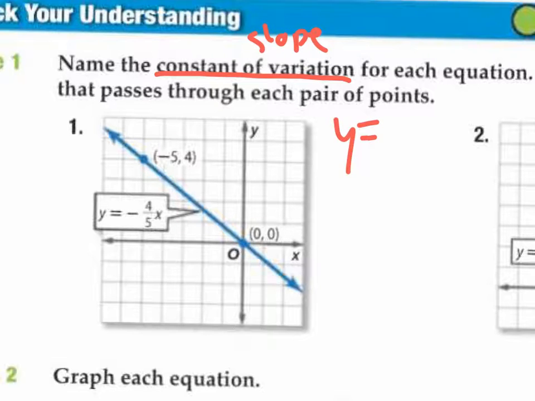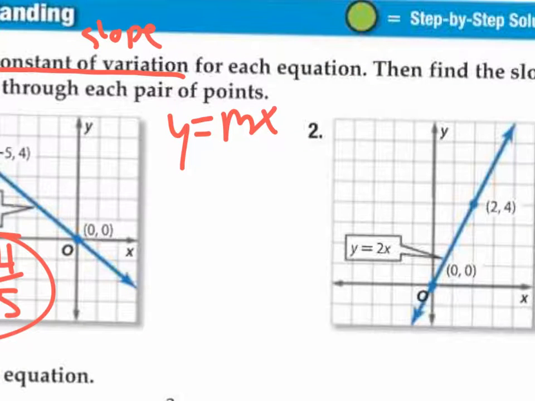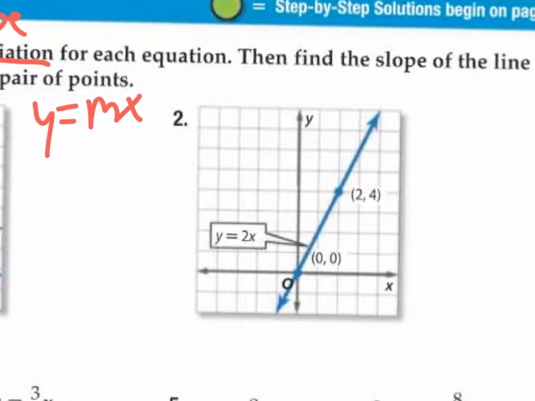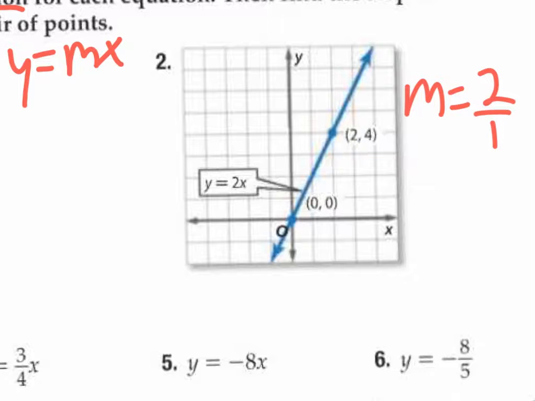Remember, y equals mx. Okay? So the slope is -4/5. So number 1, that's your answer. Your constant of variation is -4/5. So you should be able to, what's the answer to number 2? M equals what? 2. Or you could put 2 over 1. Super easy when they give you the graph, especially when they give you the equation.